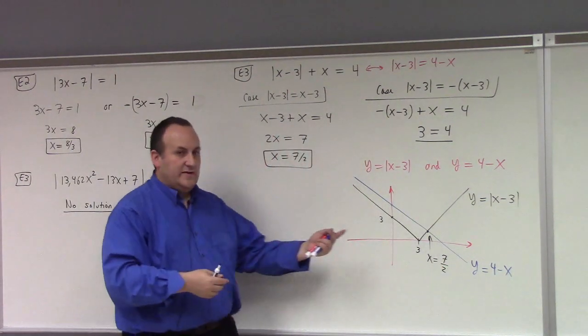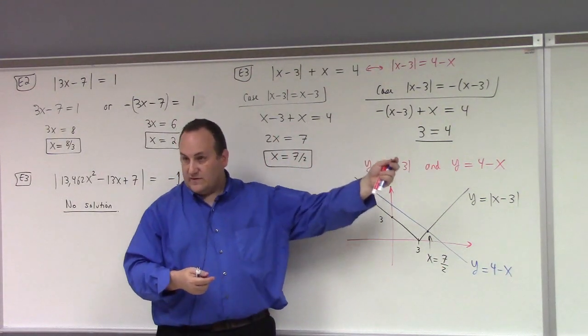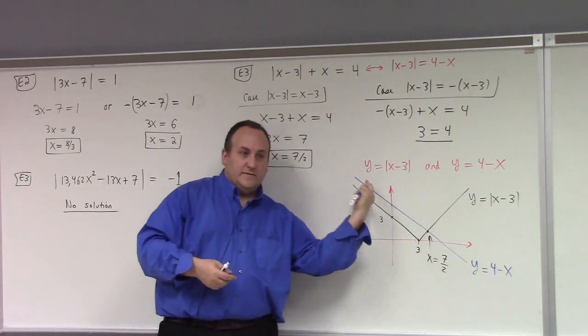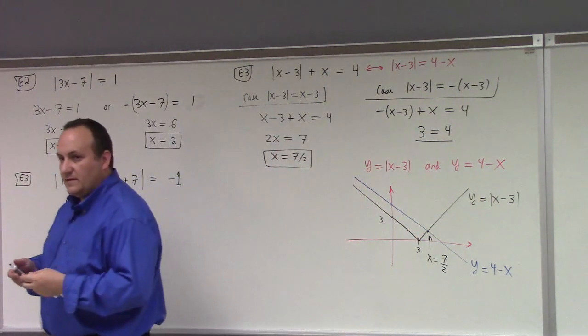But on the other hand, there is the other case, right? The reason there's no solution is because these lines are parallel. They never cross. There's no other solution over there.